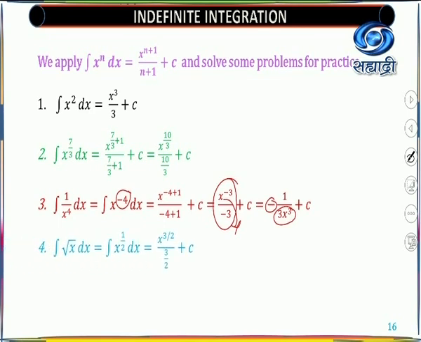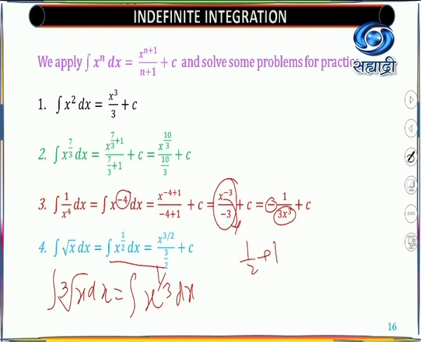Now next, this is a simple one. It is a root sign, which means it is again a fraction. So you need to write it in terms of a fraction. Suppose you have the cube root of x. That means the integral of x raised to 1/3. Again you use the same formula, plus 1 upon plus 1. Here you will get 1/3 plus 1, which is again 4 upon 3.